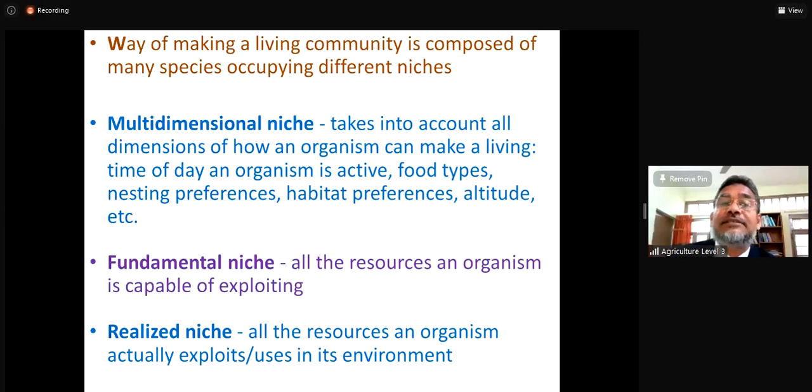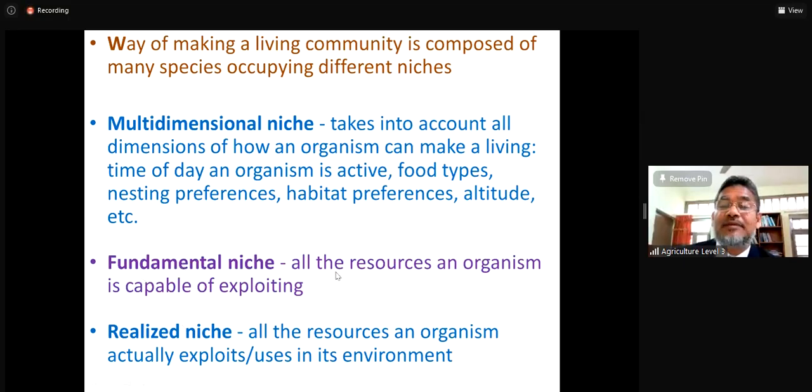Going to the next slide. Ecological niche. Sometimes we say the way of making a living. A community is composed of many species occupying different niches. Sometimes we call it the fundamental niche, sometimes the realized niche. Fundamental niche and realized niche, the two things I am going to just explain.